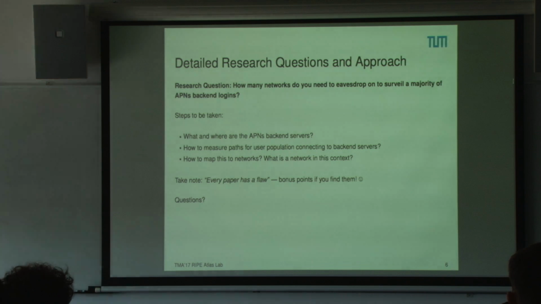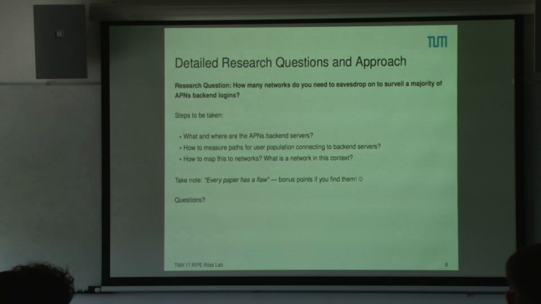So the detailed question would be: if you are this big global entity and want to surveil a lot of APNS users, how many networks do you need to eavesdrop on to see a lot of these logins happening? And what we did for that was to ask, where are all the backend servers these devices connect to? Then we measured paths to these backend servers, and then we mapped these paths to networks. And then we can figure out how many of these networks, if you pick the top 10 or whatever, you have to listen to see a lot of logins.